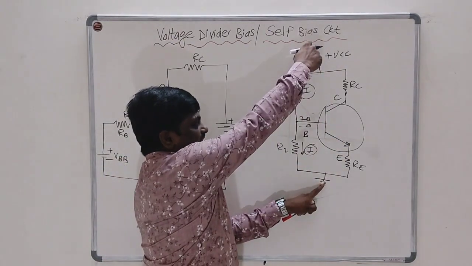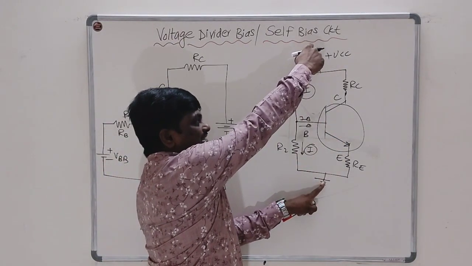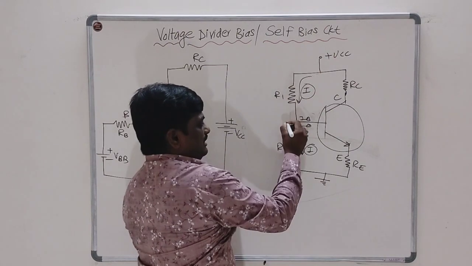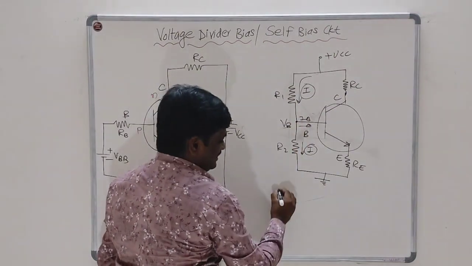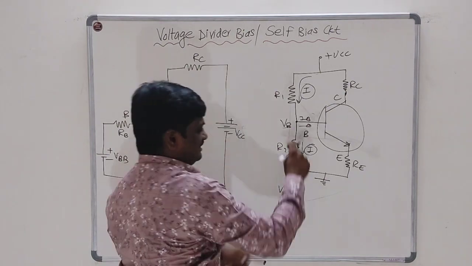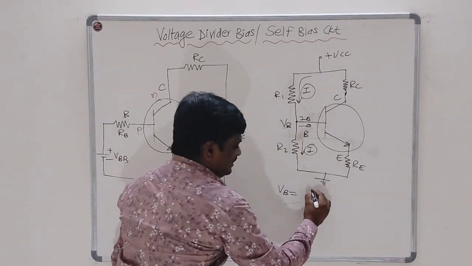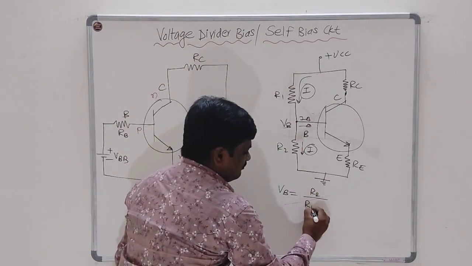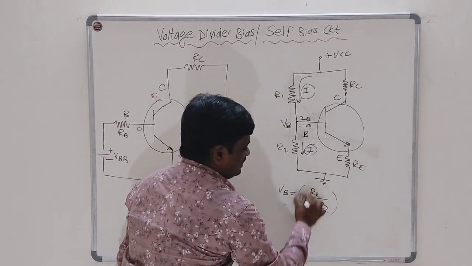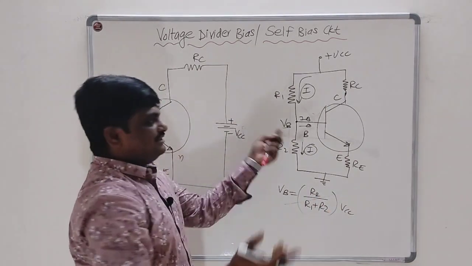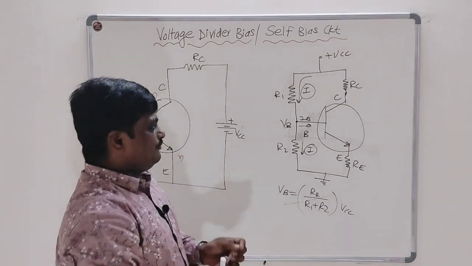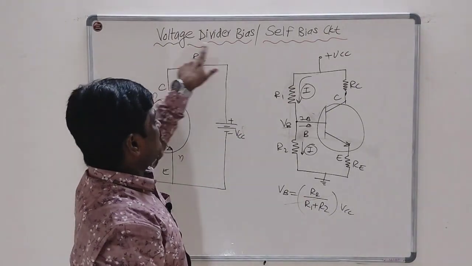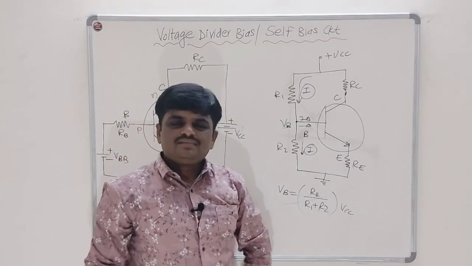Across this series combination, the potential applied is VCC. So what will be the voltage at the base terminal? The voltage at the base terminal is nothing but the voltage across R2, that is R2 divided by R1 plus R2, times the total applied voltage VCC. So that is why R1 and R2 form a voltage divider. Hence this circuit is known as voltage divider bias.